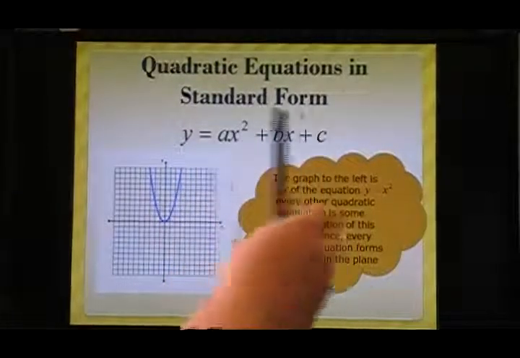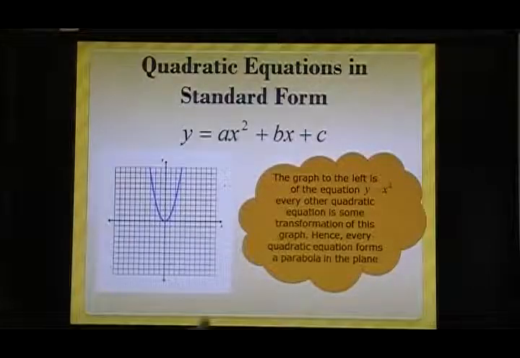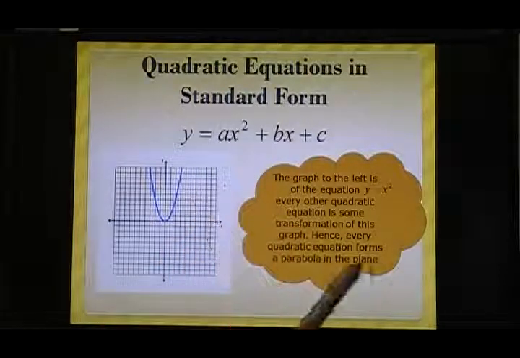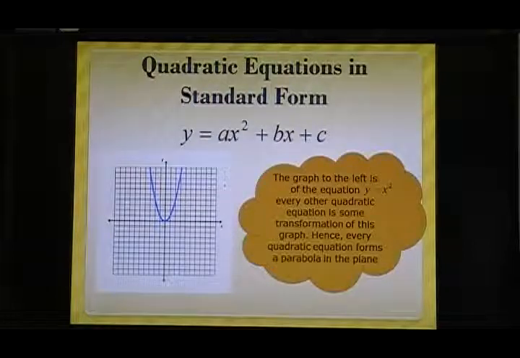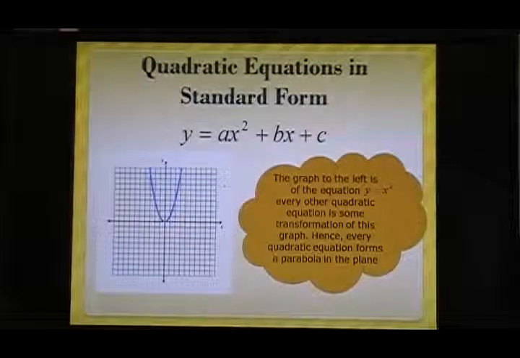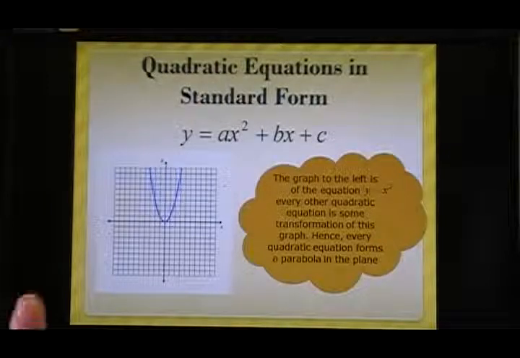Any other quadratic equation, any other equation where the highest degree is 2, or anything in this form, is going to end up graphing as a parabola as well. So from here forth, anytime you see a quadratic equation that has this form, you know that the graph is going to be that of a parabola, or this U shape.